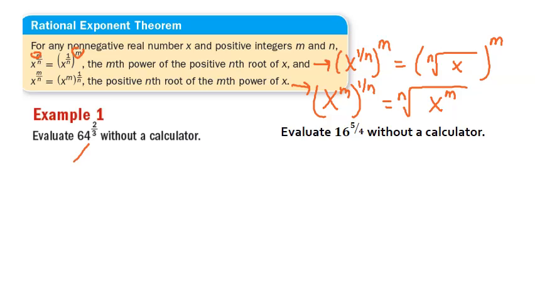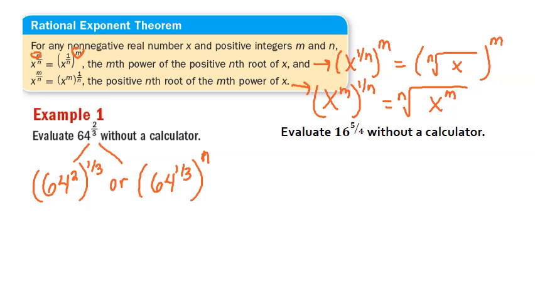So using that rule, I can split 64 to the 2/3 up in two different ways. I can either square the 64 first and then take the 1/3 power, or I can take the 1/3 power first and then square my answer. Not n, 2. Whoops. Okay, so if I don't know off the top of my head what 64 squared is, and we're doing this without a calculator, and I certainly don't want to do the longhand math, so I'm not going to do this method.